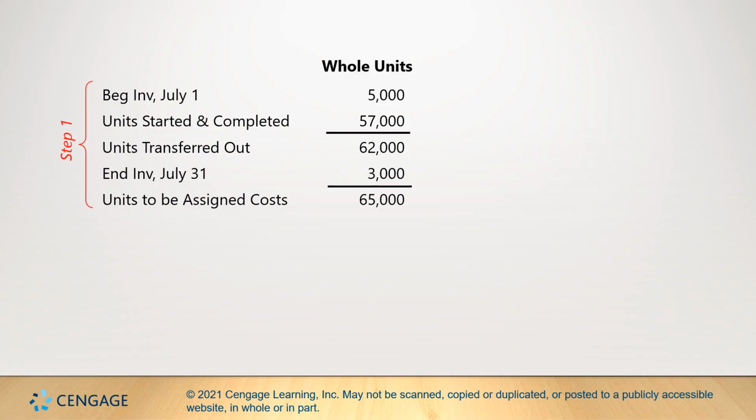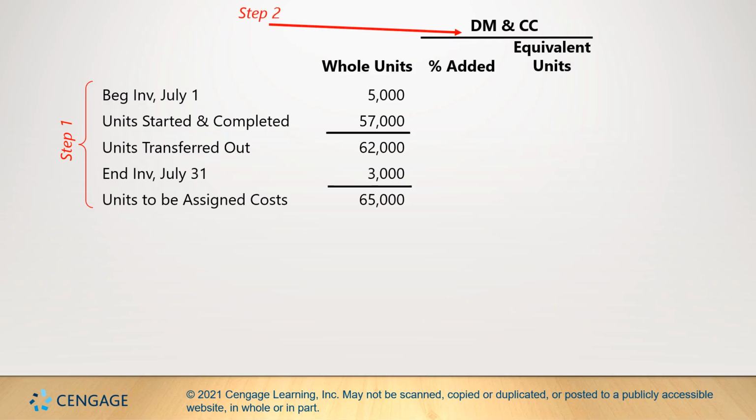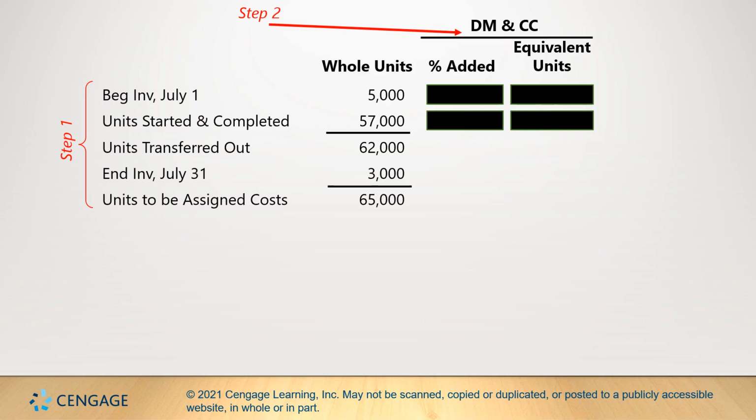Step 1 provides these numbers in whole units, so we need to convert them into equivalent units. Because both materials and conversion costs enter production at the same rate, we don't need to separate them. For the average cost method, we don't need to do anything with beginning inventory or units started and completed. Because we're calculating an average, we'll just take all the units transferred out and divide that into all of our costs incurred for this inventory.